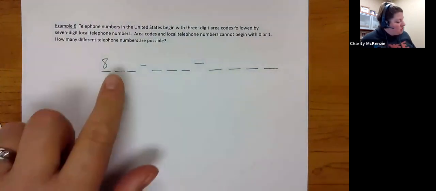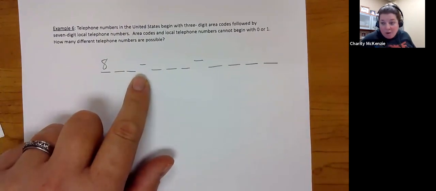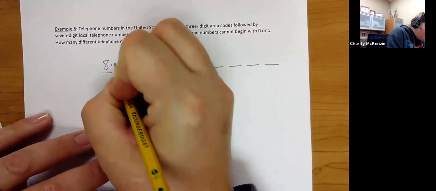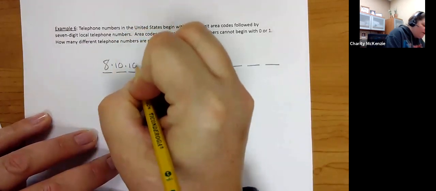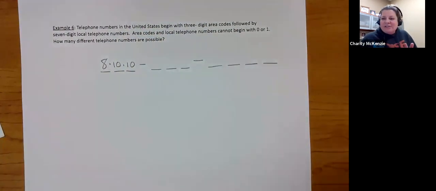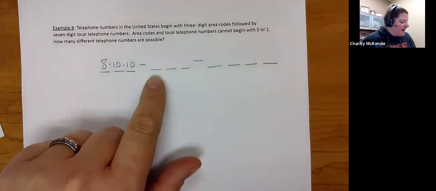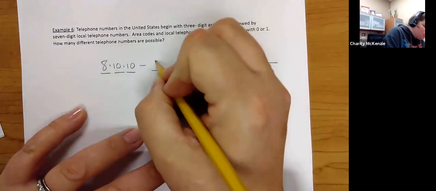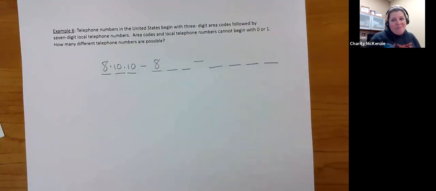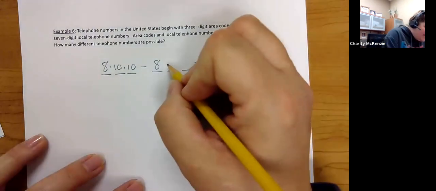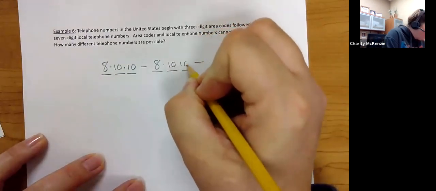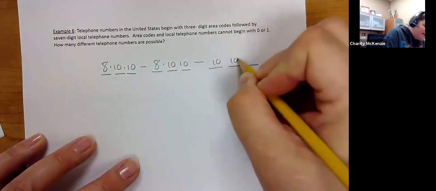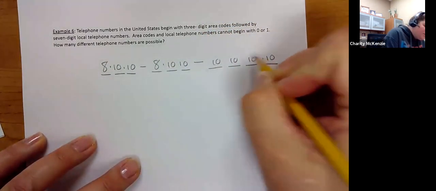Now, were we restricted here or here? No. So we could use all 10 here, all 10 here. And again, we're just using these little slashes to help us organize our numbers. Now, it said you cannot begin your phone number with 0 or 1 either. So there's only 8 choices here as well, because you couldn't have 0 or 1. And then we could have 10 choices for all other spots. And these are our choices.